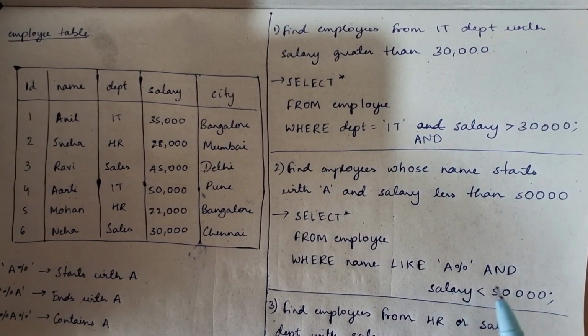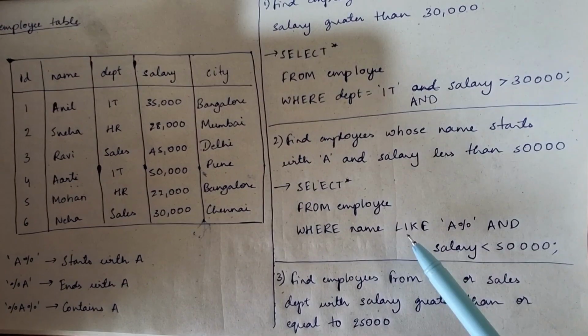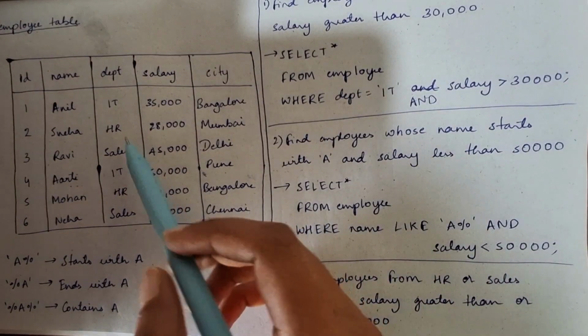Now the second condition is salary less than 50,000. Between these two conditions we are using AND operator. AND means both the conditions must be true. So finally this query will show only those employees whose name starts with A and whose salary is less than 50,000. And now let us check the same thing with the table.